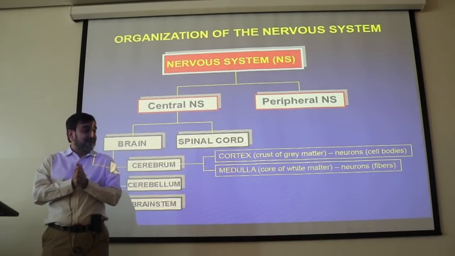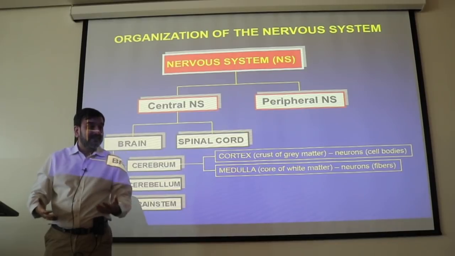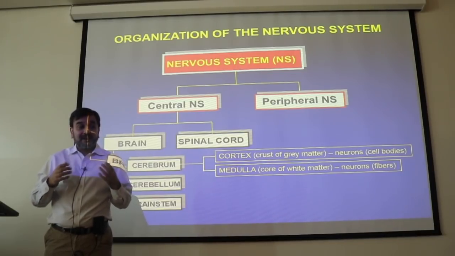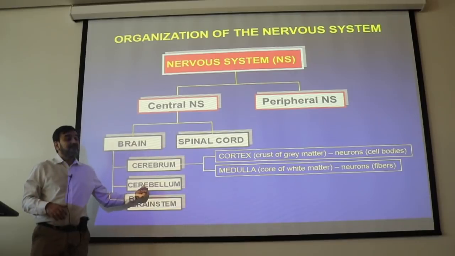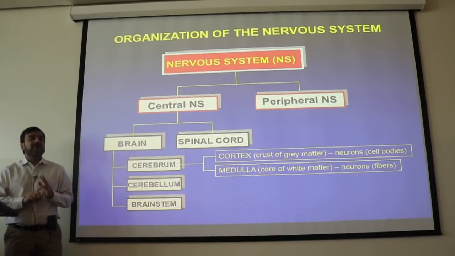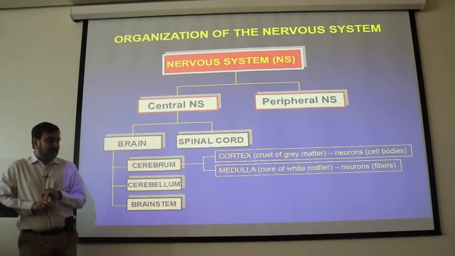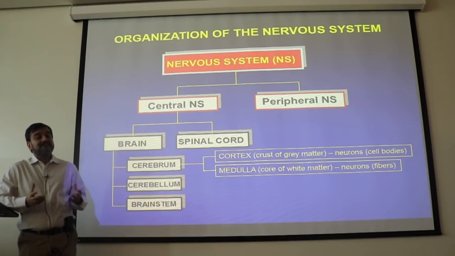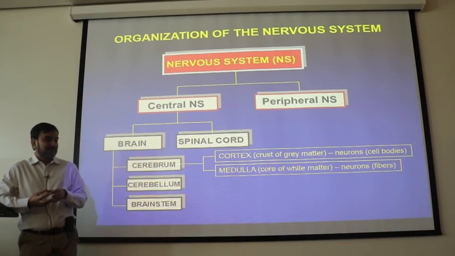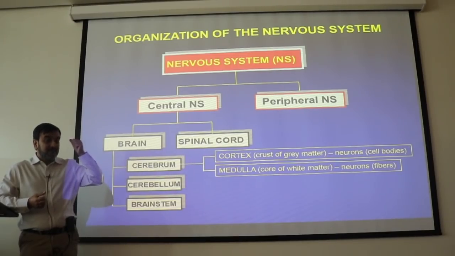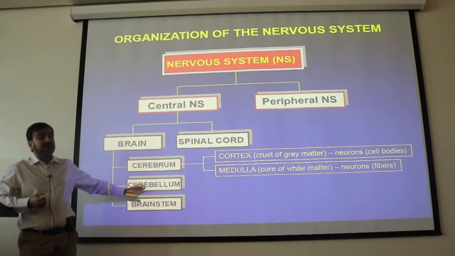So correction of your balance, correction of your movements, correction of any motor activity is the function of the cerebellum. The cerebellum is not responsible for starting any activity. It is not responsible for any sensory information or sensory recognition. But what it does is compare the sensory input with the motor input and then send corrective signals during the real-time movement. So it is important in coordination.